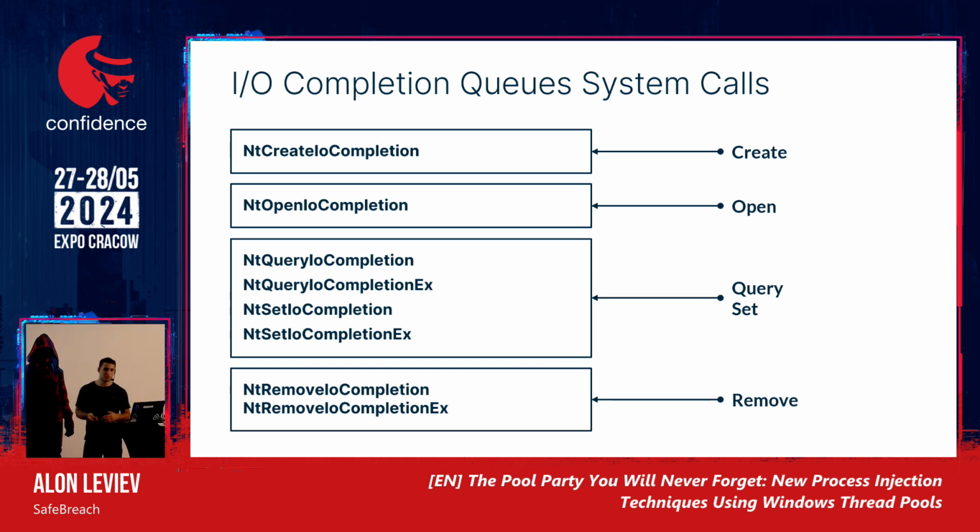The kernel exposes a few system calls to interact with the completion queues. We have the create system call to create a completion queue, an open system call to open one by its name, if it has a name. Then we have query and set system calls, which are basically getter and setter, and then the remove system call, which is used to remove an entry from the queue. Really the most interesting system call between all of them is the set system call, because it can be used to queue notification to the IO completion queue. So keep this in mind, because we'll get back to the system call later on. Just keep in mind that we have the ability to queue a notification to a given queue.